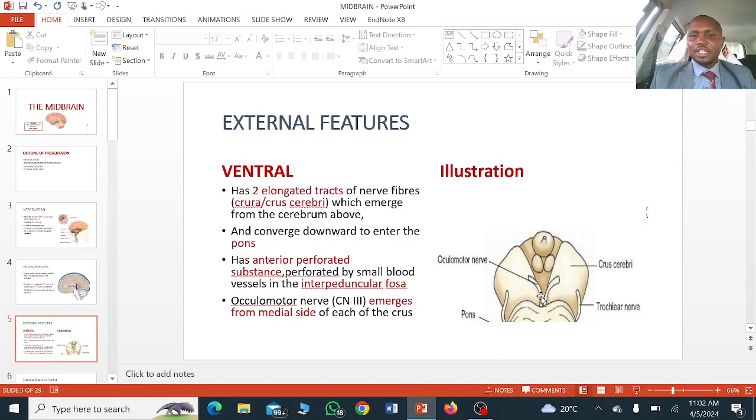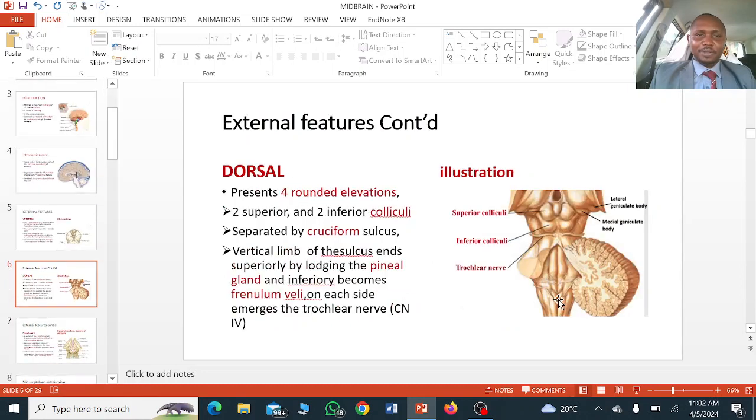On the ventral aspect, you'll also be able to see the anterior perforated substance, which is perforated by small blood vessels in the interpeduncular fossa, and the oculomotor nerve emerges on the medial side of each of the crura of the midbrain.